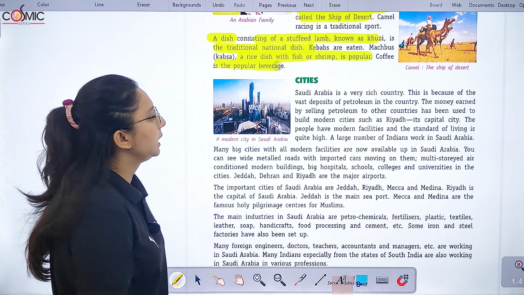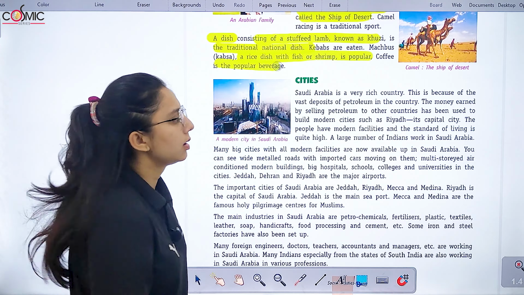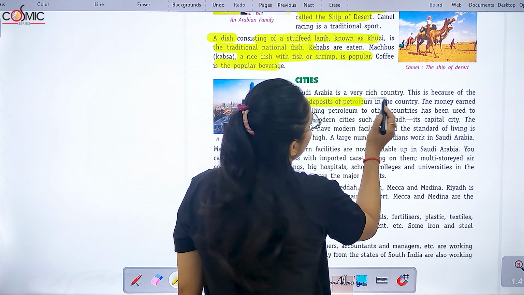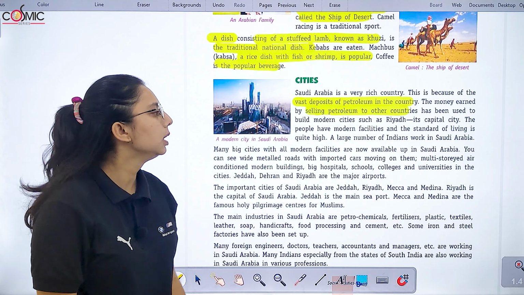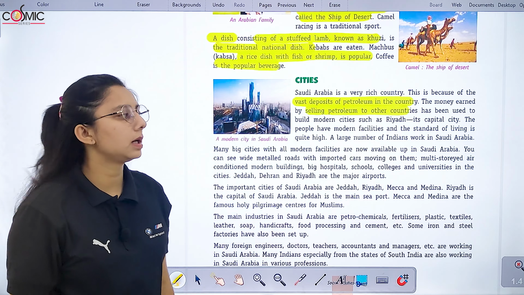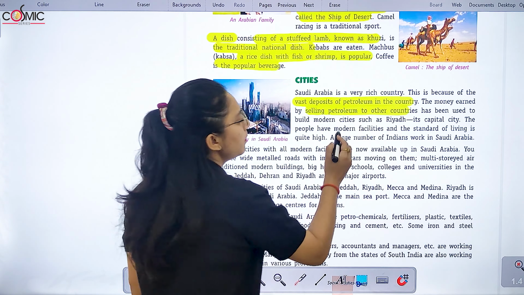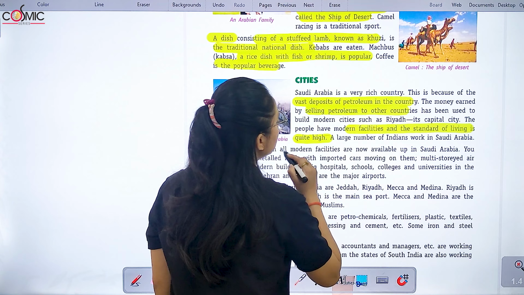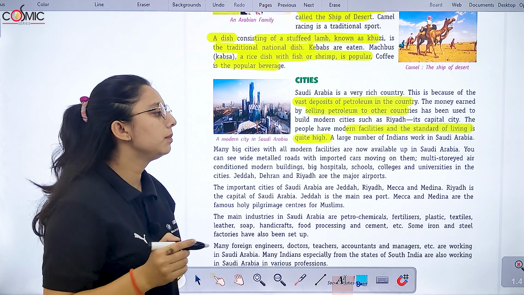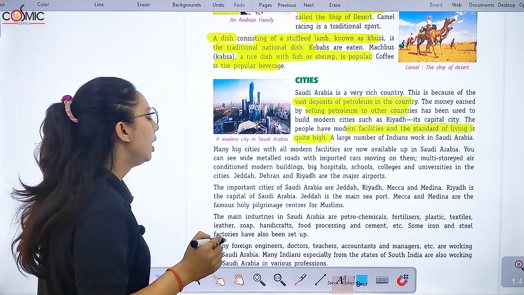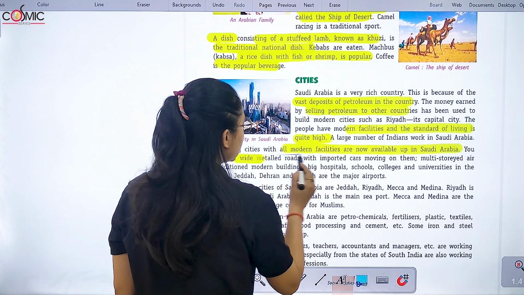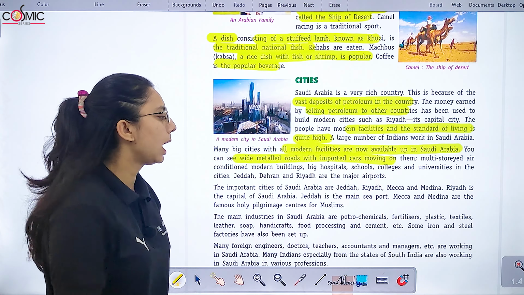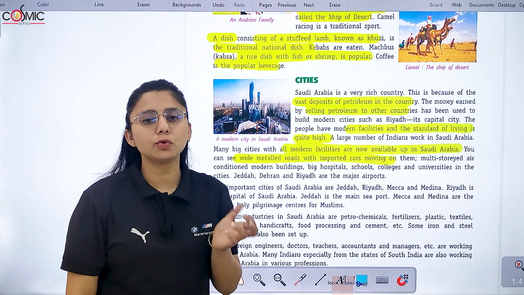If we talk about cities, what is Saudi Arabia? It is a very rich country because vast deposits of petroleum are found in the country. Money is earned by selling petroleum to other countries, right? With that we build some modern cities like Riyadh, and people have modern facilities and a standard of living which is quite high. We have a large number of Indian workers in Saudi Arabia. Many big cities with all modern facilities are now available in Saudi Arabia. You can see wide metal roads, and you will now also see imported cars moving on the roads there.